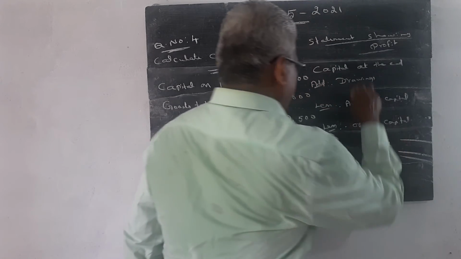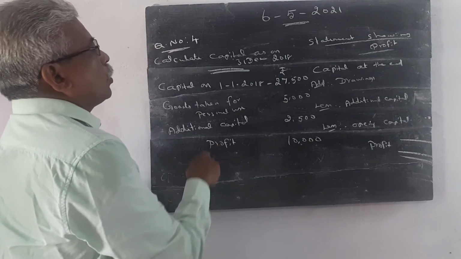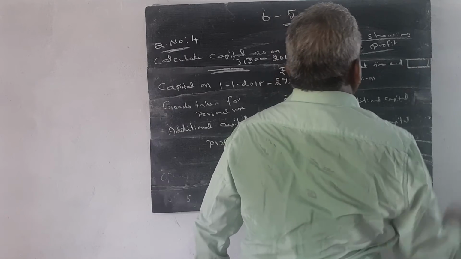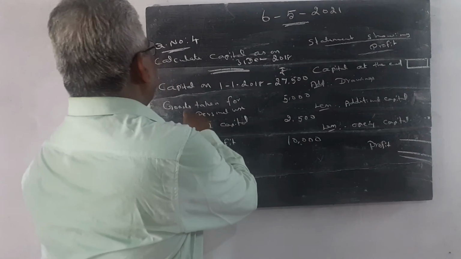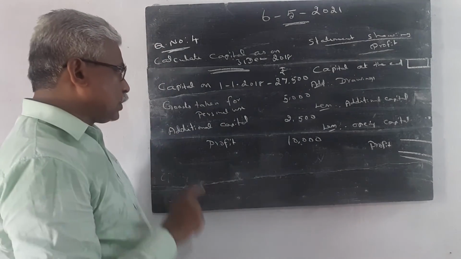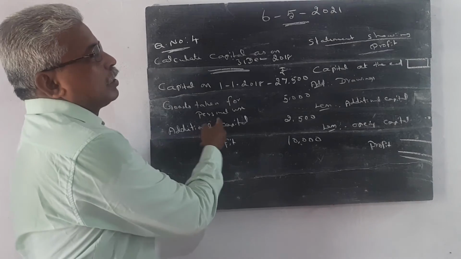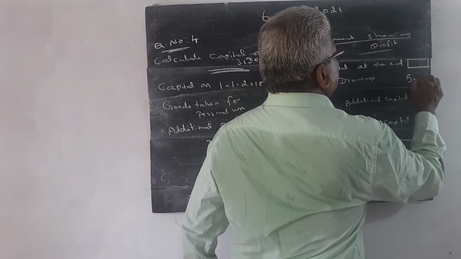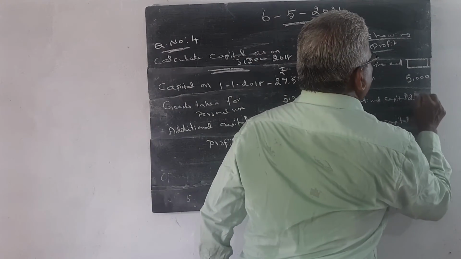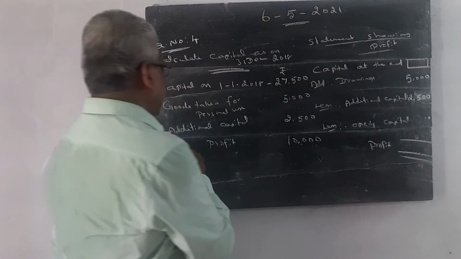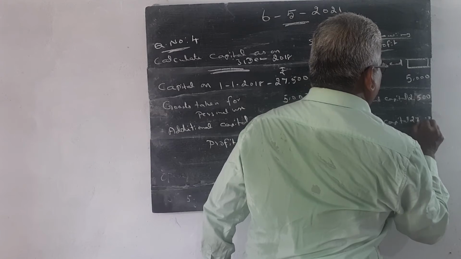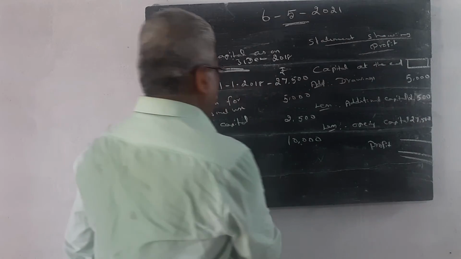Profit. Here we just fill up all the figures one by one. Capital at the end we have to calculate, so here we put a box. Drawings: the drawing amount is goods taken for personal use. Whether goods are taken or cash is taken, everything is considered as drawings. So the drawing amount is 5,000. Then additional capital 2,500. Then opening capital 27,500. Profit 10,000.